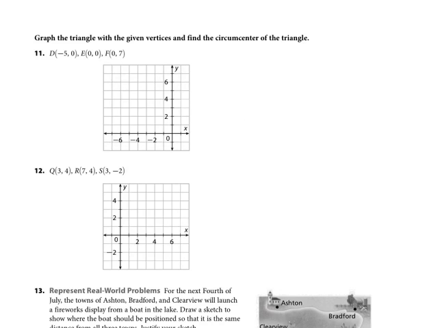The next problem I'm going to help you with is number 12. Graph the triangle with the given vertices and find the circumcenter of the triangle. Now, this problem is asking me to graph the triangle using the points they gave me. And when I'm done, I have to find all the perpendicular bisectors so that I can make the perpendicular bisectors cross each other. And once I find that intersection, I will have found my circumcenter.